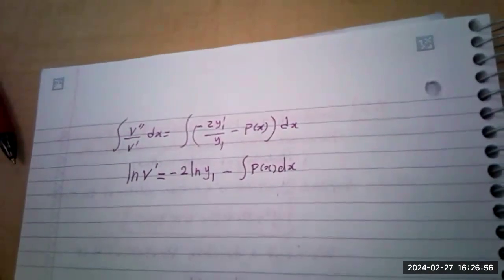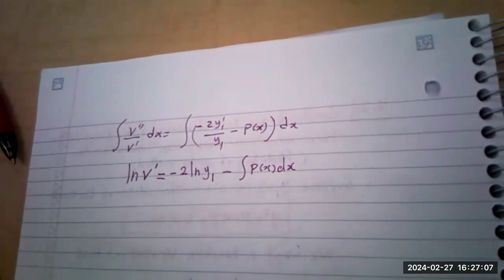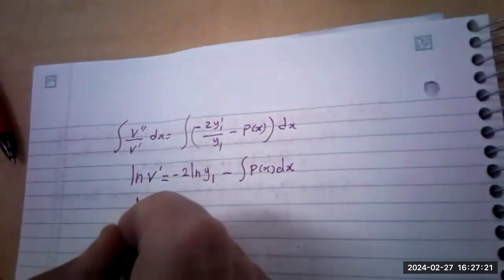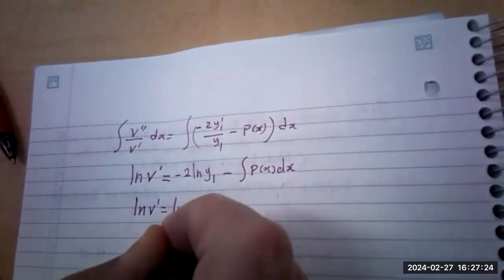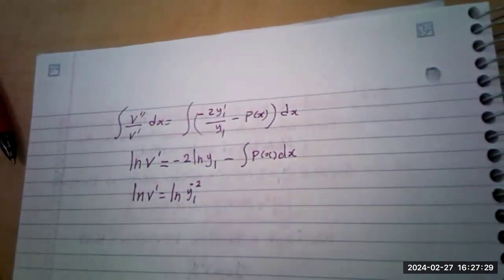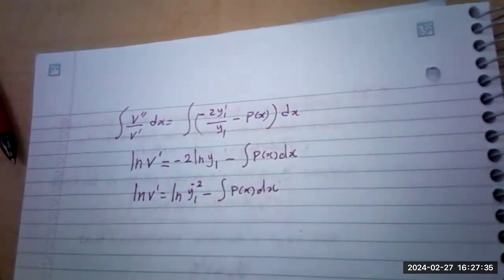Okay, so we are almost there to find the v prime. Now, if you'd like to make it better, I'm going to get rid of this ln function. You know that you can e all of them to get the numbers. I'm going to move this negative 2 up first. It doesn't matter. So it's going to be ln of v prime is equal to the ln of y1 to the -2, and this is going to be integral of px dx.